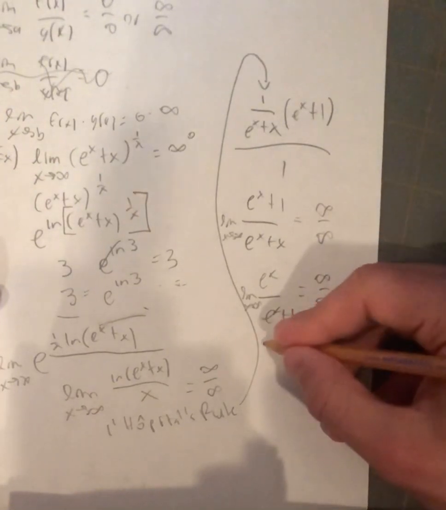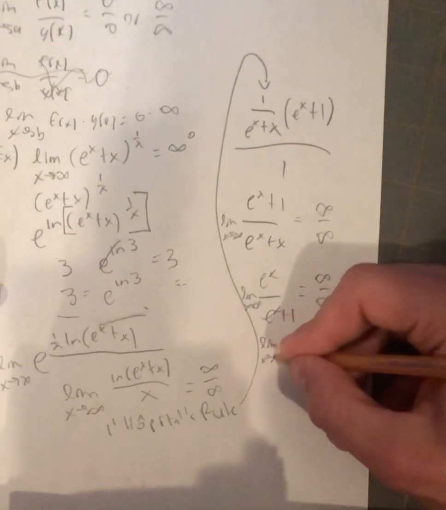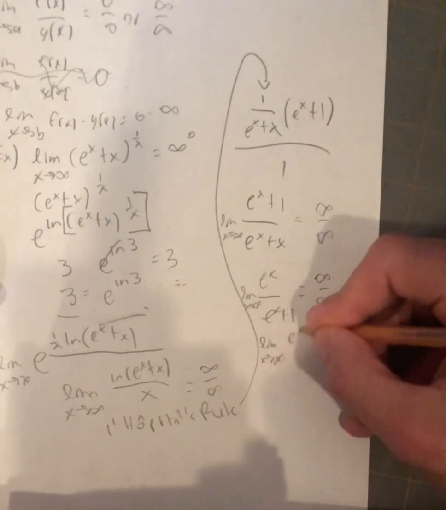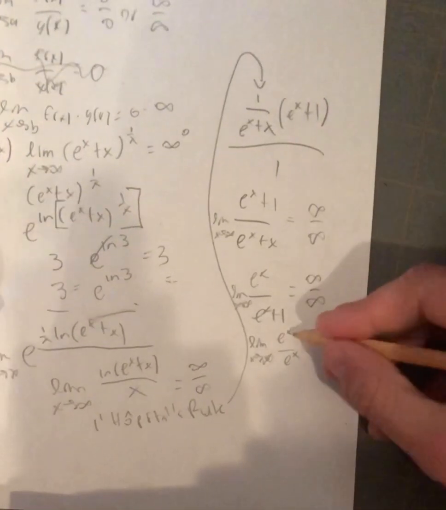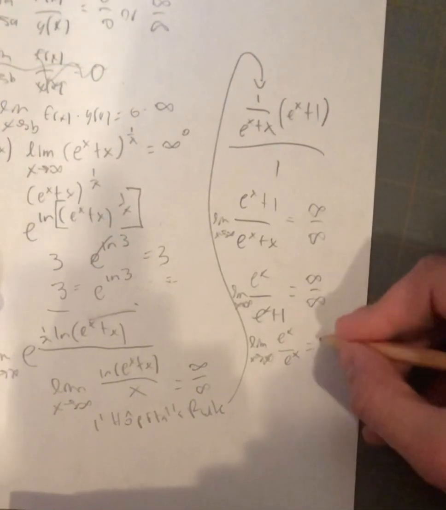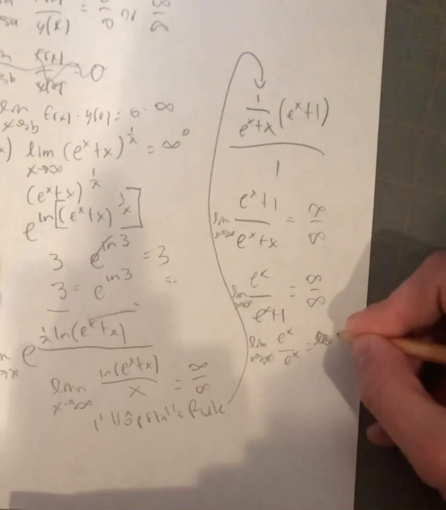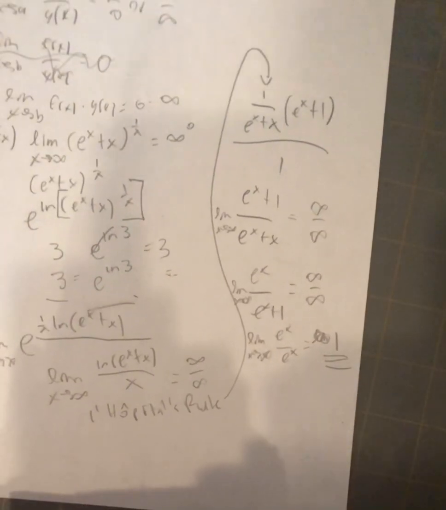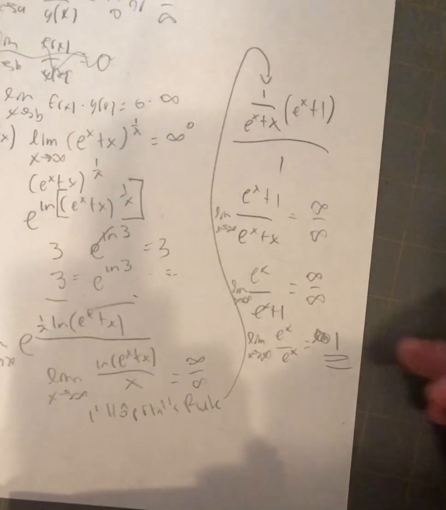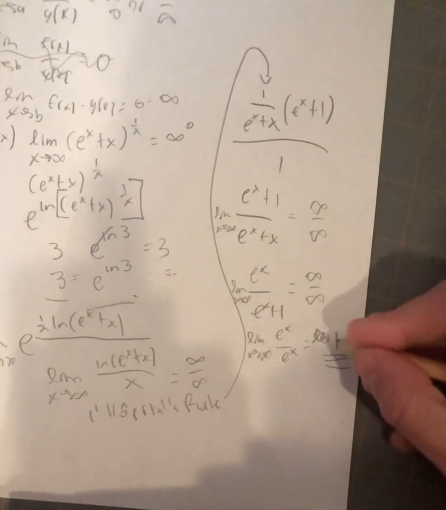One more time, and we will get e to the x over e to the x. And you might be thinking, if we plug that in again, we'll get infinity over infinity. Well, e to the x over e to the x is just equal to 1. And the limit as x approaches infinity of 1 is just 1. So that's why that is 1.